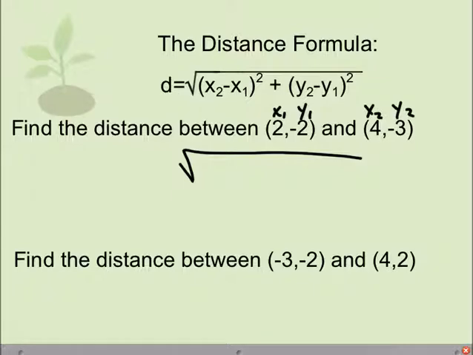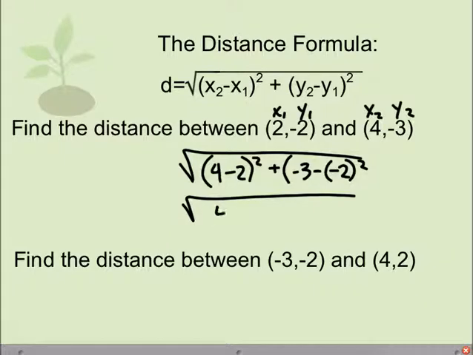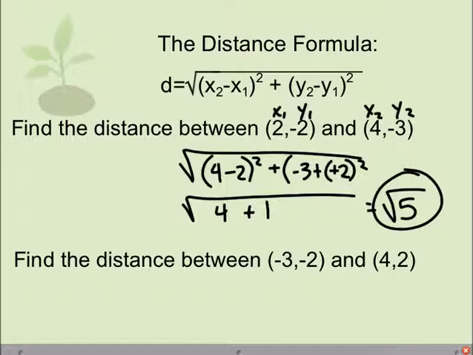And until you get really comfortable with this, I would encourage you to write those out. We're going to do 4 minus 2 squared plus negative 3 minus a negative 2 squared. So I say 4 minus 2 squared is... 4 plus, well, negative 3 plus 2 is a negative 1 squared, so we just have plus 1, meaning our distance is the square root of 5, which we could just get a decimal equivalent of, but that's a good, clear answer.